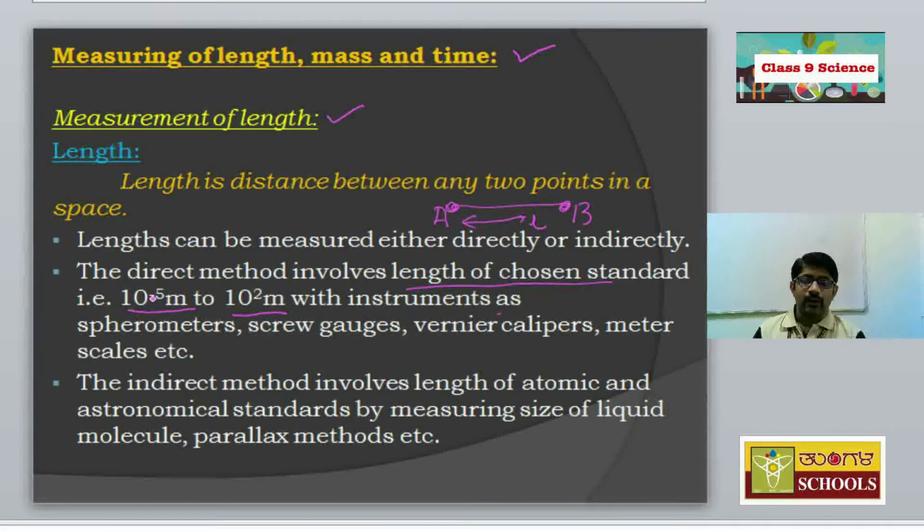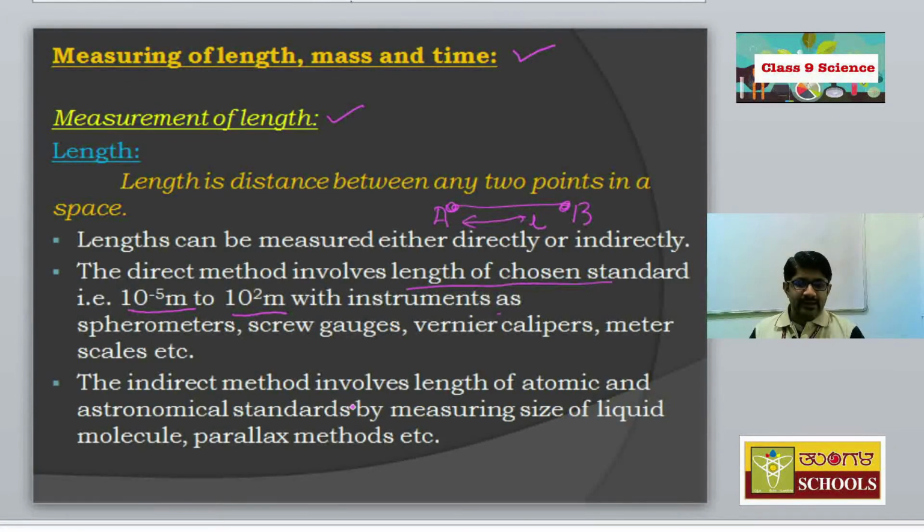For 10 to the power minus 5 meter, spherometers are used for direct measurement, and moving to 10 to the power minus 3, screw gauges are preferred. If it is of 10 to the power minus 2 and minus 1, we are using vernier calipers. For 10 to the power 1 and 10 to the power 2 meters, we are using meter scales. So the direct method involves the length of chosen standard in the order of 10 to the power minus 5 meter to 10 to the power plus 2 meter using such instruments.